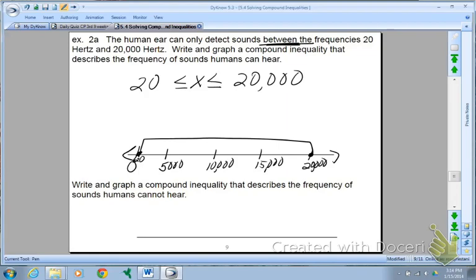Now look at the second part. It says, write and graph a compound inequality that describes the frequency of sounds humans cannot hear. X is less than 20, or X is greater than 20,000. So the graph, I'm going to count by 5,000s again.